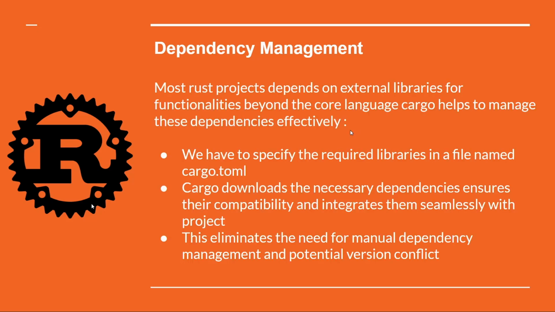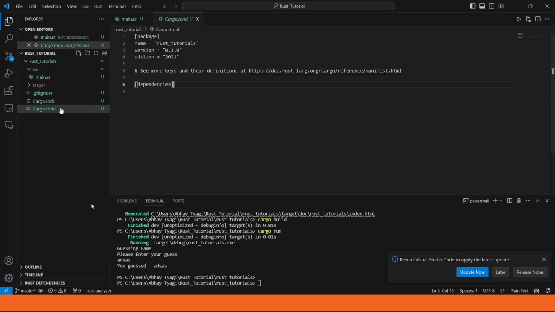Dependency management. Most Rust projects depend on external libraries for functionalities beyond the core language. Cargo helps to manage these dependencies effectively. We have to specify the required libraries in a file named cargo.toml. So if we move to Visual Studio and go to our Rust project, we can see here the cargo.toml file. Whatever dependencies we have, we can add over here in this particular file.